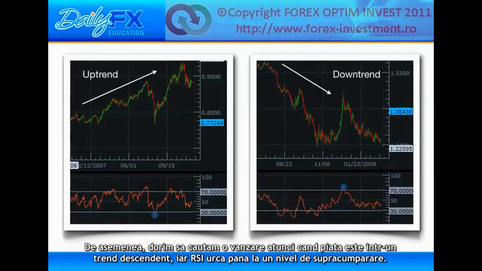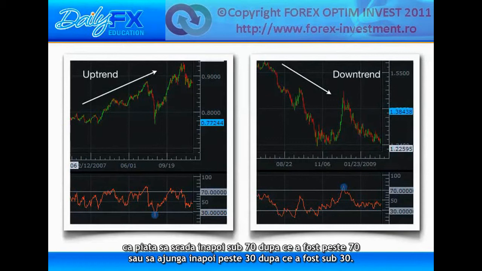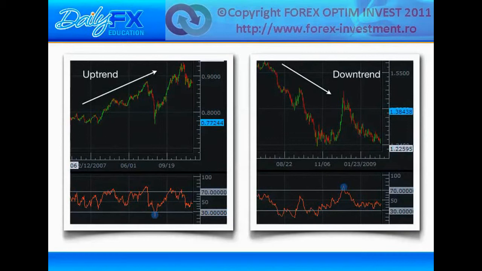We also want to look to sell when the market is in an uptrend and the RSI moves up to an overbought level. To increase the likelihood of catching a reversal, traders will typically wait for the market to move back down to below 70 after it's been above 70, or back above 30 after it's been below 30. That would be the point used as an entry into the trade.